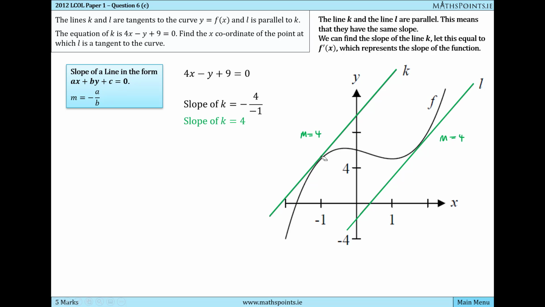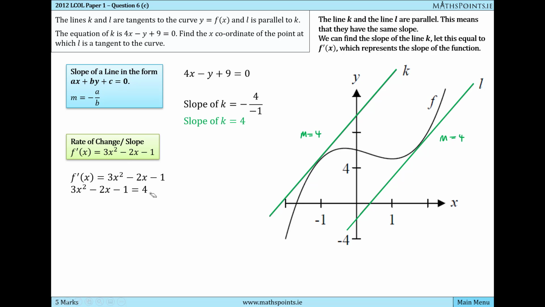To find the two x values of the coordinates of the points where the tangents have a slope of 4, we take the derivative, the rate of change or the slope of the function, and we let it equal to the slope 4. So if we subtract 4 from both sides, we have 3x squared minus 2x minus 5 is equal to 0. We're going to factorize to solve this quadratic, so we have 3x minus 5 and x plus 1. To check the factorization, 3x by x is 3x squared, minus 5 by 1 is minus 5, and the sum of minus 5x plus 3x is minus 2x.